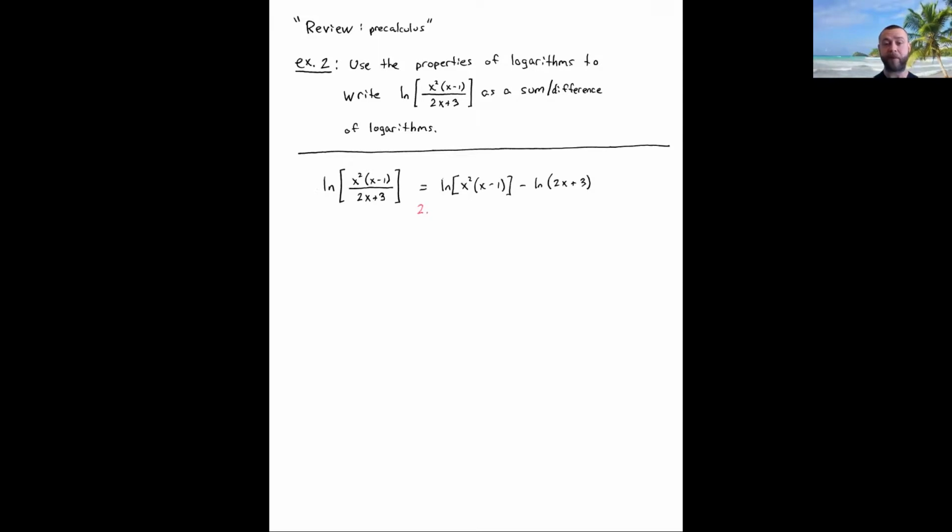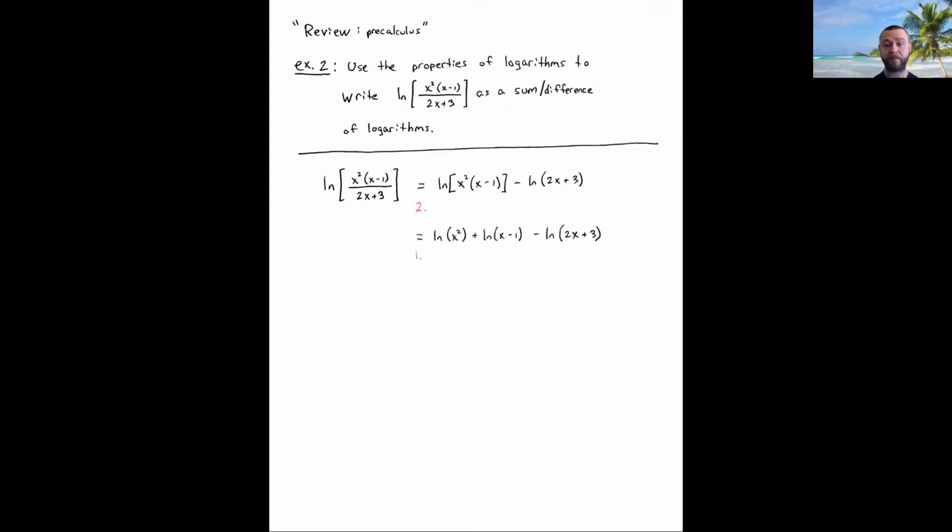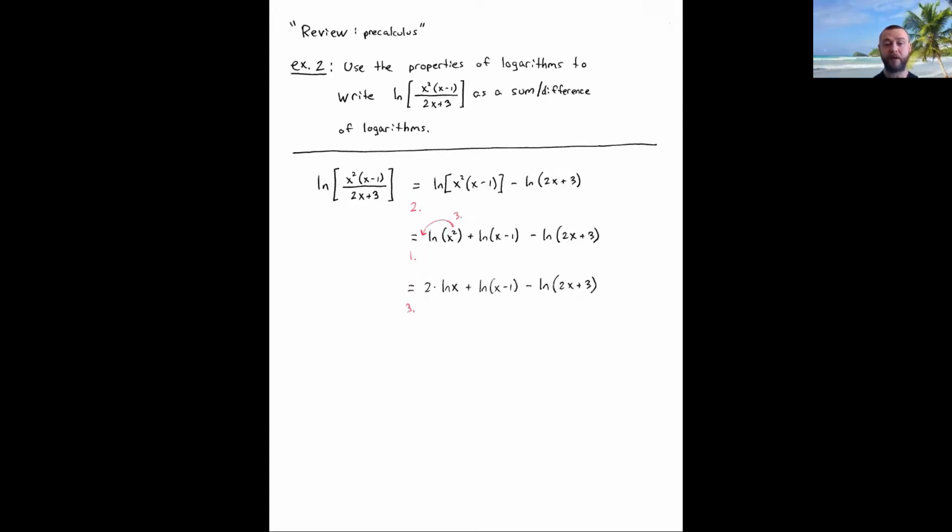All right, notice in that first part, we still have a product. So we can split that apart using property 1. And then in that first term, natural log of x squared, we have an exponent, which we can bring down using property 3. So we can bring that exponent 2 down as a factor of 2.